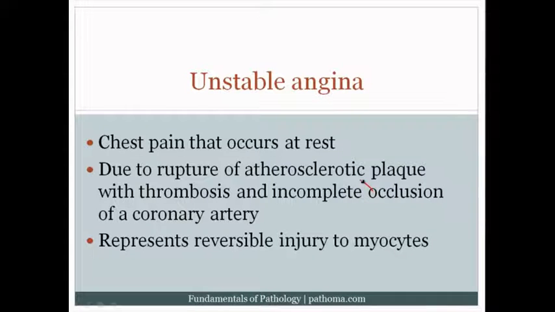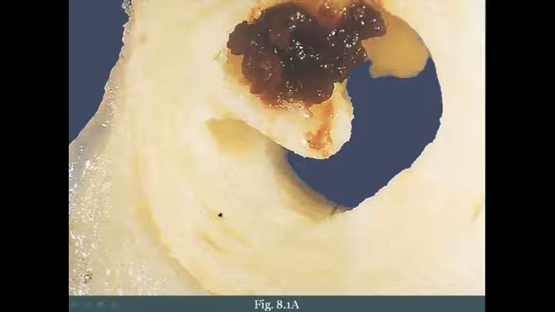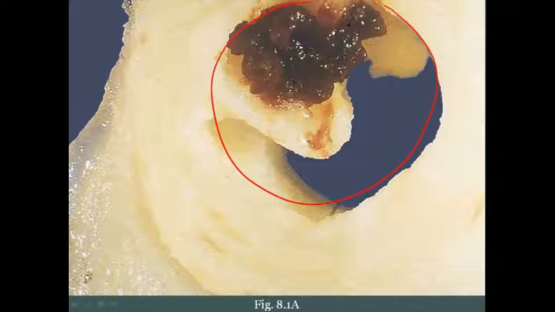Now, again, important to note, you get incomplete occlusion. That's super high yield, and that this again would represent reversible injury to the myocytes. On EKG, you would see ST segment depression, and that's because you would have predominantly subendocardial ischemia. It's relieved by nitroglycerin. Again, vasodilation would result in decreased preload, which would then decrease the amount of work the myocardium had to do. And there's a high risk of progression to MI. Now imagine, here's an example where you can see a coronary artery. Now there's been rupture of an atherosclerotic plaque, and you can clearly see that there's a thrombus here.